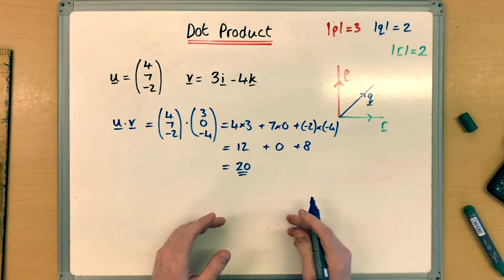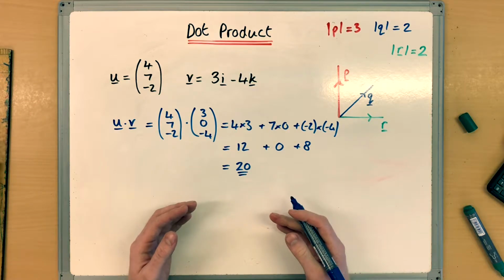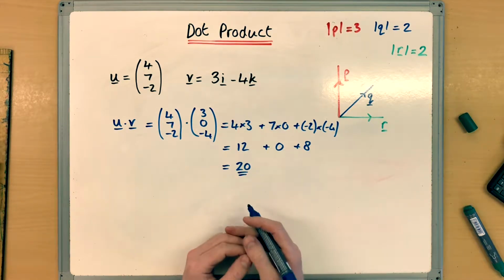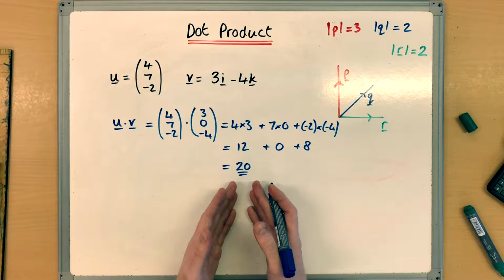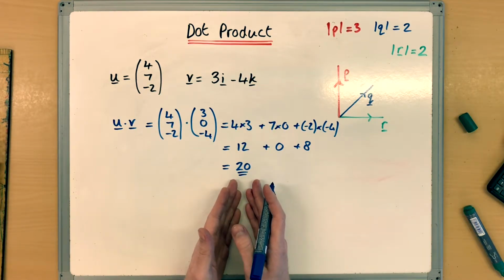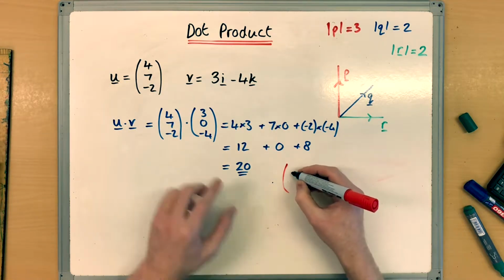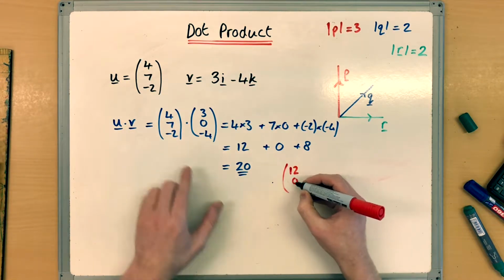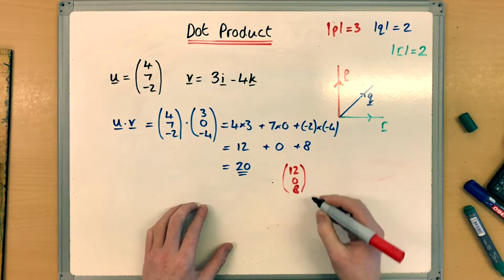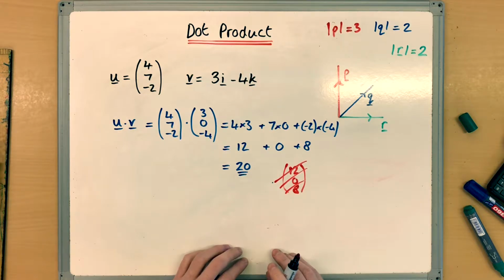Okay, another name for the dot product is the scalar product. And one of the reasons I like the phrase scalar product is it tells us that the answer is a scalar, in other words, just a number. So the answer should not be a vector when you do a dot product. I see some people writing things like this. They end up with the result 12, 0, 8. That's not what you get for a dot product. Add them together and you get 20.